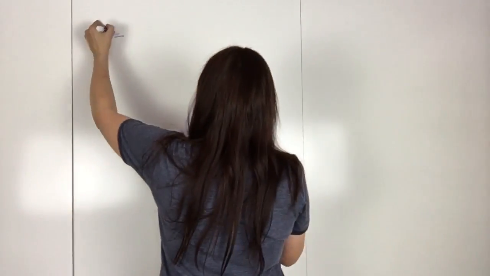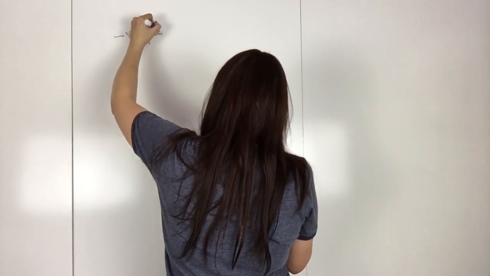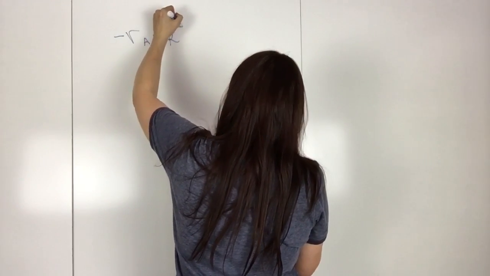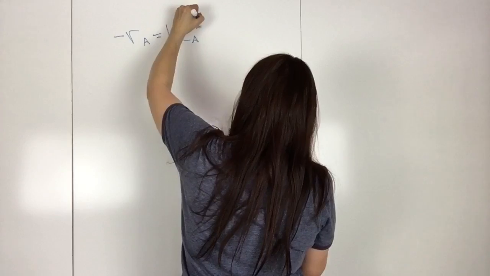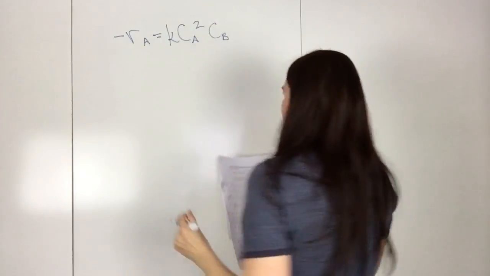So I wanted to go over the sample exam 1 that was given in class. For problem 1, it's asking, what are the units of the rate constant for the following rate equation? And then it gives you this equation, RA is equal to K CA squared CB.